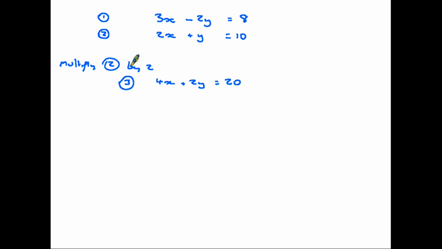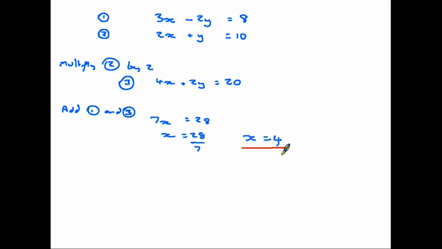Now if we have a look at 3 and 1, we now have a minus 2y and a plus 2y. So now we can add 1 and 3 together. So we have 4x plus 3x, which is 7x. We have 2y minus 2y. Now we have eliminated the y's. 20 plus 8 equals 28. So we now find x equals 28 over 7. Therefore x equals 4. Again, first part of our answer.